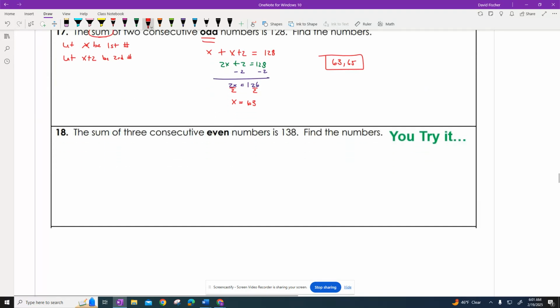Now, let's see how you do on this one. Give it your best shot here. It says now 3 consecutive even numbers. I'm just going to get you started here. Let x be the first number. Let x plus 2 be the second number.